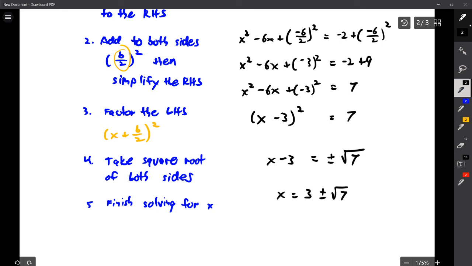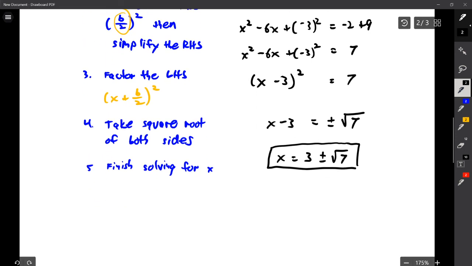Now the square root of 7, it's a decimal that goes on forever. So this is the best that we can get. There's no more simplifying that we can do. Now usually with these I ask the students to use a calculator and to get the approximations of this. So you could say x is approximately, if we did the 3 minus root 7, I like to do the minus first because it's a smaller value.